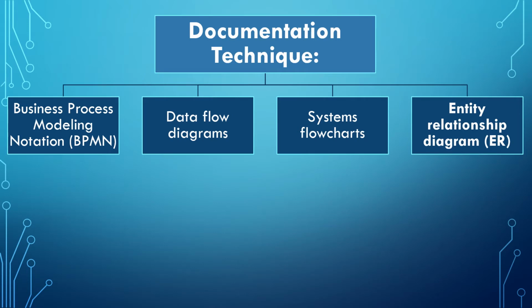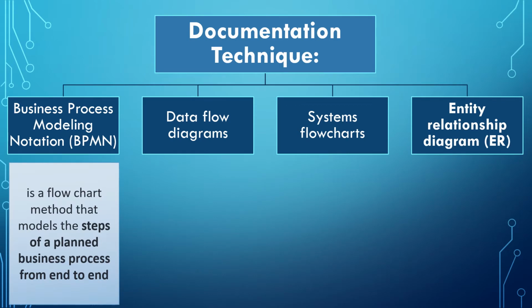There are four types of documentation techniques. Each type has a different aim in what it visualizes. The first one is business process modeling notation, BPMN. BPMN is a flowchart method that models the steps of a planned business process from end to end. So it represents the planned process in the business from the starting point to the end of the process.